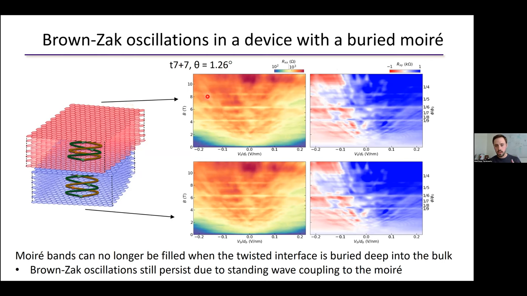But what we do see are very clear Brown-Zak oscillations, almost exactly matching the end-to-end twist angle from when we built the device. So what this says is basically that we're forming two independent standing waves that couple the top surface to the buried Moire and separately the bottom surface to the buried Moire. And these look very similar based on which gate we sweep.